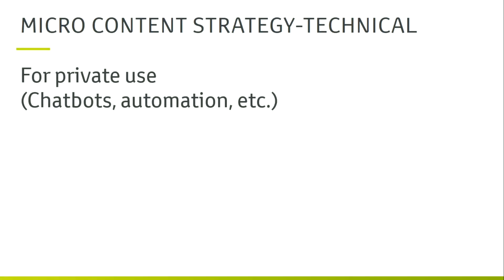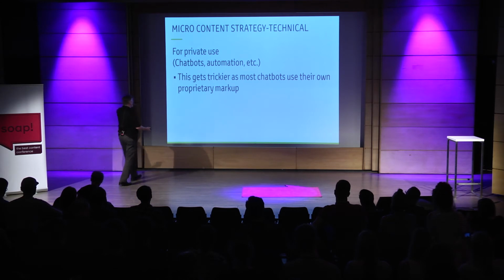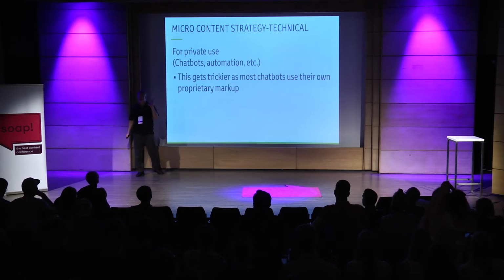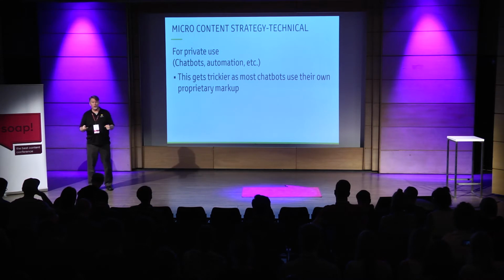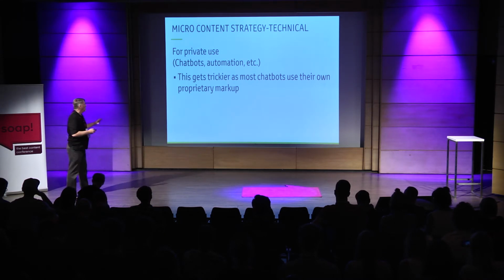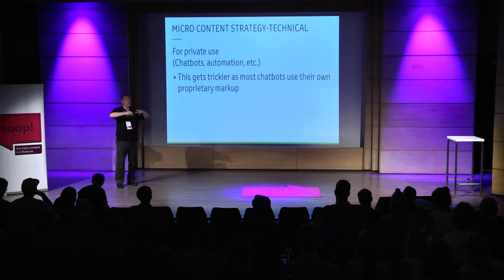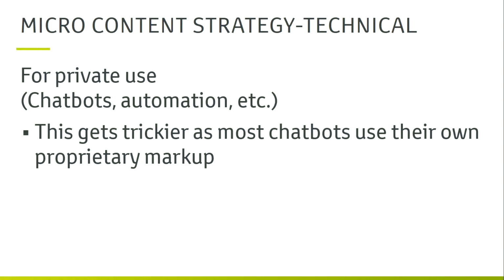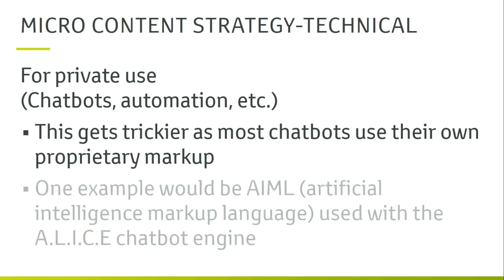All right, now it gets tricky. That was all public use. Private use, chatbots, auto-response systems. The problem, at last count, there are more than 100 different chatbot or artificial intelligence engines for driving content. Some of them are open source, some of them are proprietary for purchase. None of them share a common markup. It's a bit like the old browser wars time.